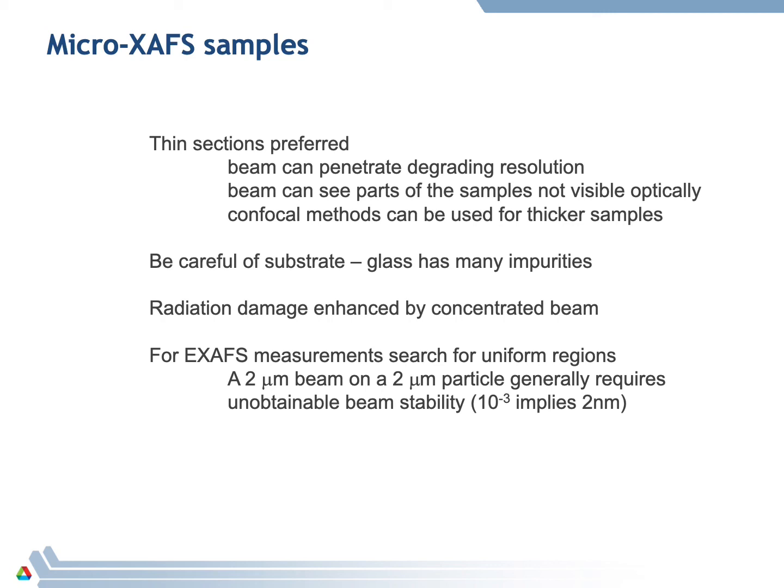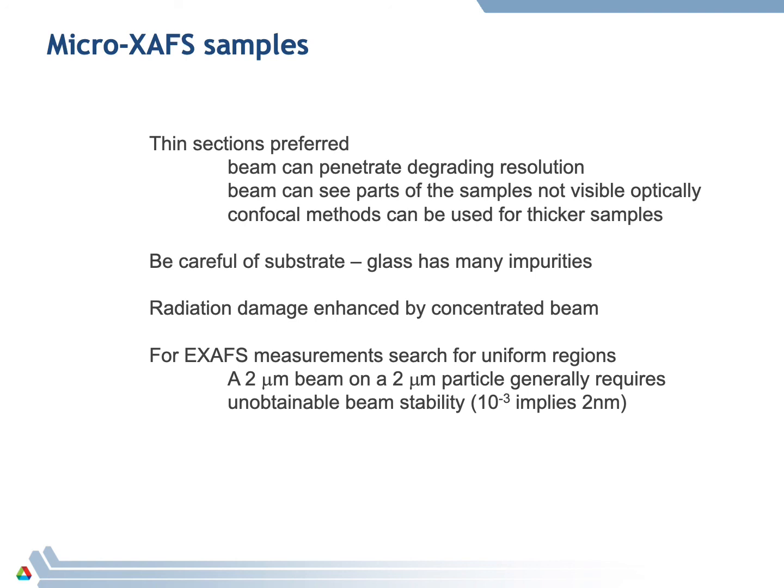One thing I find a lot of users don't realize is that when they make their thin sections, they have to support them on something, and typically they put them on a glass slide. But regular glass has many impurities. Arsenic is very common. Iron is very common. And this can really interfere with the measurements. So if you're using glass, it's best, even though it's more expensive, to get silica slides, which are basically pure SiO2.